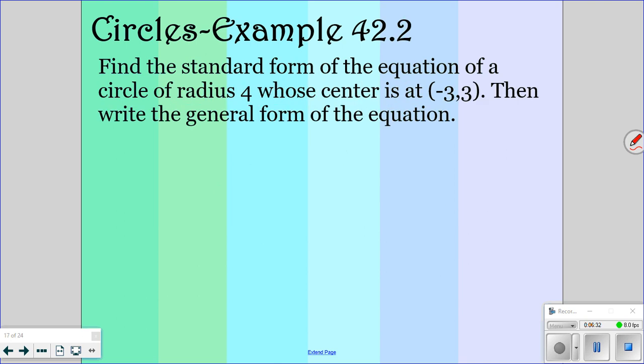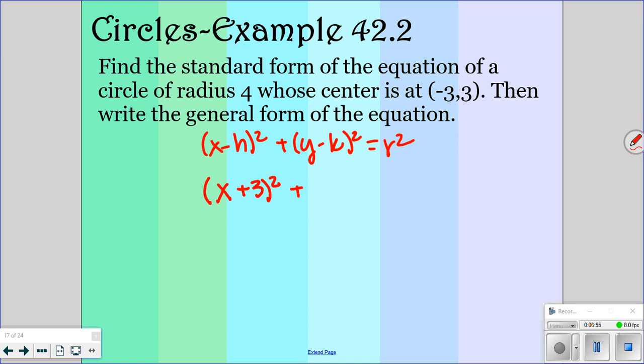Okay, so now we're going to look for the standard form of the equation whose radius is 4 and whose center is (negative 3, 3). So our formula is (x minus h) squared plus (y minus k) squared equals r squared. So our h on this one is negative 3. So it's going to become (x plus 3) squared, and then plus (y minus 3) squared, and then equals, our radius is 4, so 4 squared is 16. So that is it in standard form.